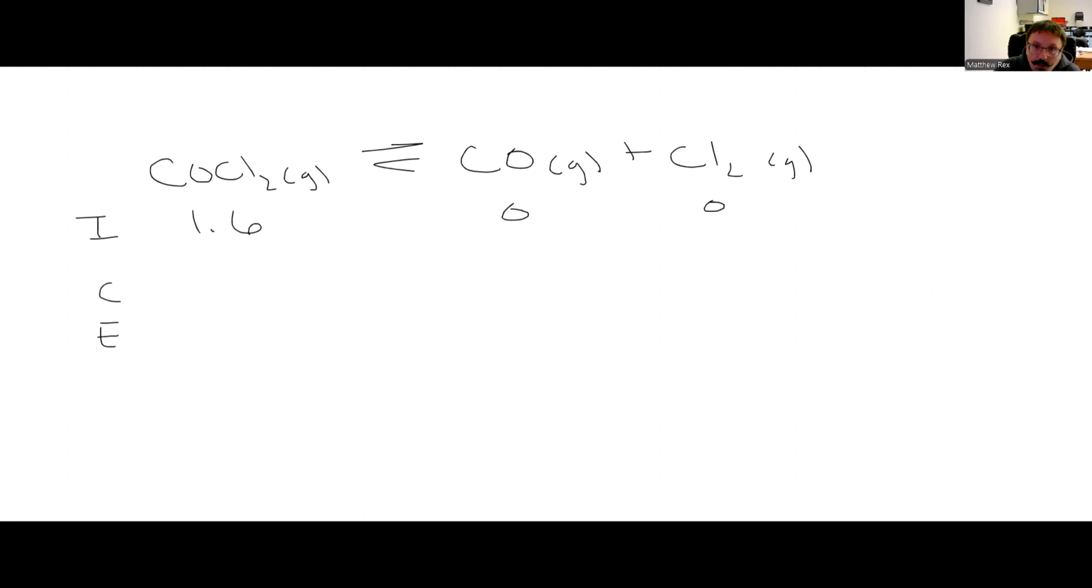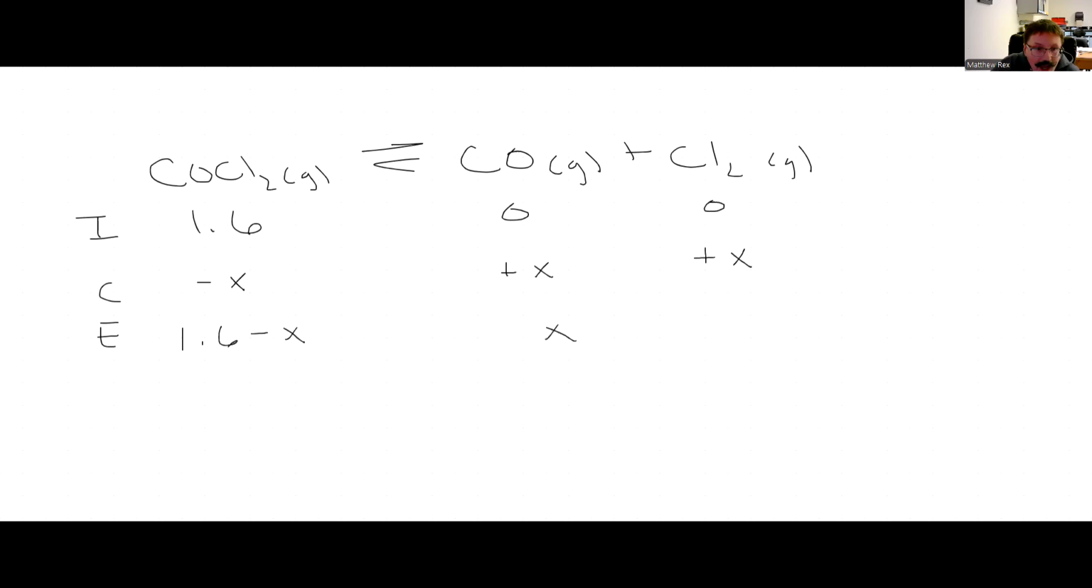If we want, we could plug in Q. We're going to have 0 over 1.6. We're going to have a 0. Makes sense. Q is incredibly small. In fact, it's 0, so we're only going to be able to proceed to the right. We don't have any products yet. So we're going to lose reactant, and we're going to form product. Coefficient in front of everything is a 1. My equilibrium concentrations here will be this.